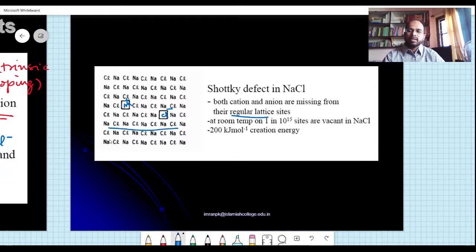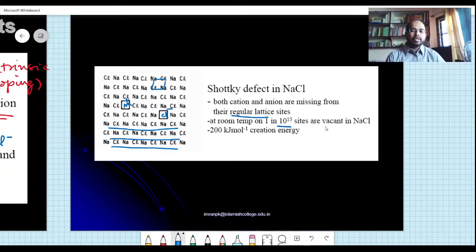So regular lattice, that goes like this, are called lattices. And you can even connect them this way, NaCl, NaCl. If you have a second layer, it can go like that. At room temperature, it is 1 in 10 power 15. So you can imagine how many sites are there. It is a very, very low defect concentration, but still works well for electronic movement.